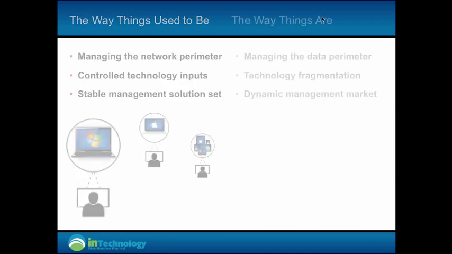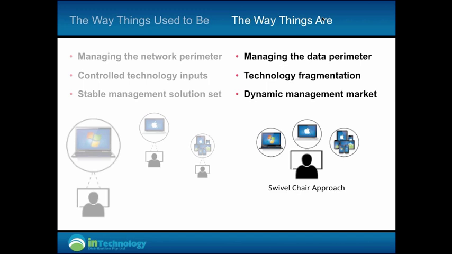Now, going forward, what we're seeing in the market is that we're moving to managing data. It's not the network. We're managing the data that lives on those devices. We're managing a fragmented technical network, with so many different types of devices across the dynamic management market. Now, we call this a swivel chair approach. So you've got someone who may be going to a Windows tool to manage Windows devices, someone going to a Mac tool or an OS X tool to manage OS X devices, and someone going to a mobile device tool to manage mobile devices.